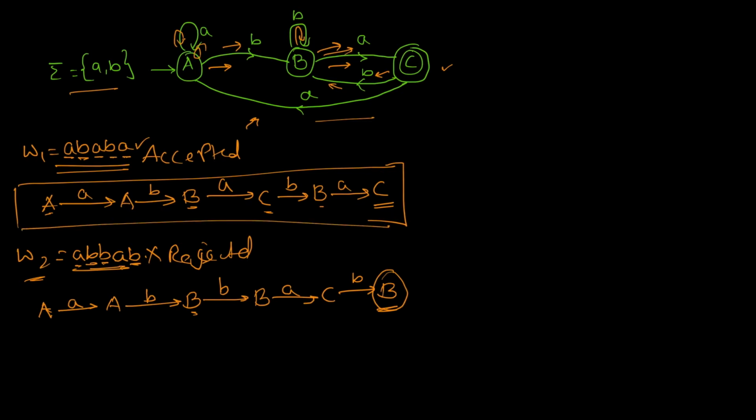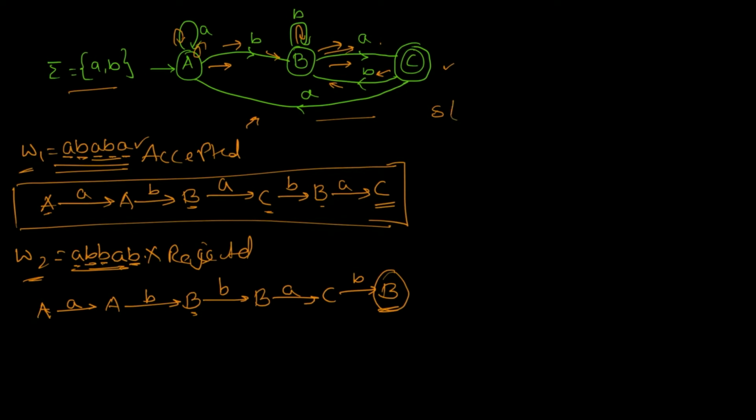Now let's see a formal method using the state transition function. Let's consider the string w1 again, and we will see how to write string acceptance with the state transition function. So delta from state A over the string ABABA. From state A, on seeing symbol A, we go to state A, and the rest of the string comes here.